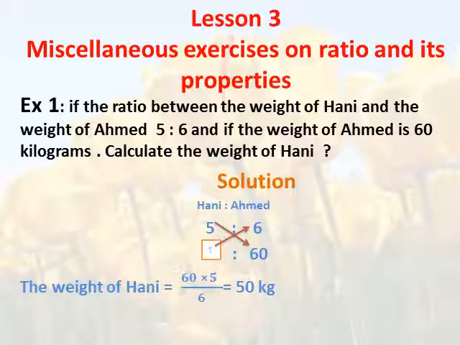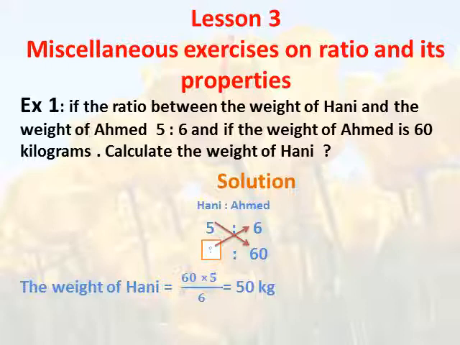Again, weight of Hani to weight of Ahmed. Ratio between them 5 to 6. Firstly, the names. Secondly, the ratio. Thirdly, the real quantity. Names: Hani to Ahmed. Ratio 5 to 6. Real quantity: I know the value of the weight of Ahmed equals 60. I will put it under the term of Ahmed.